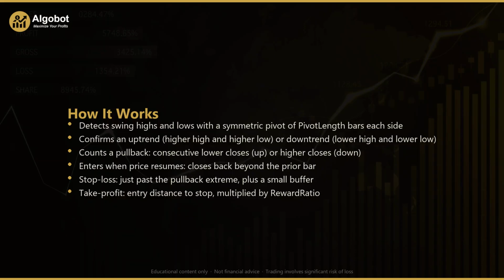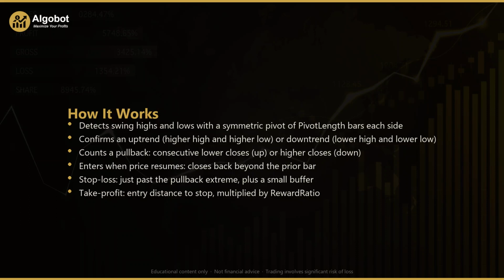At that point, it records the lowest low across the pullback as the pullback extreme. Now the trade is defined. For a long, the entry is the current ask price. The stop loss is placed at that pullback low, minus a small buffer calculated as StopBufferPct times the current bar's range. The risk is simply the distance from entry to stop. The take profit is the entry price plus that risk multiplied by RewardRatio.